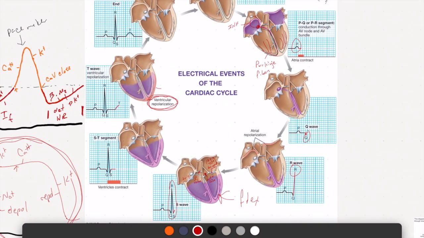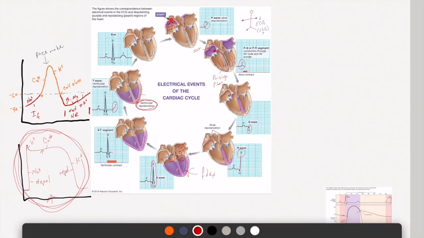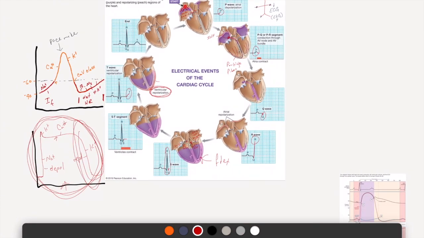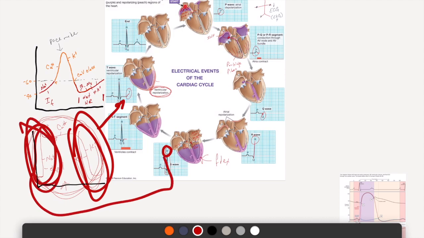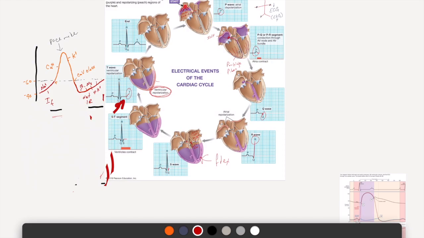The T wave is the repolarization. This right here corresponds to the T wave. So that is the repolarization. This is the depolarization, that R. So it's this right here that corresponds to the R wave. Now I've made a mess. So that's what the ECG is.